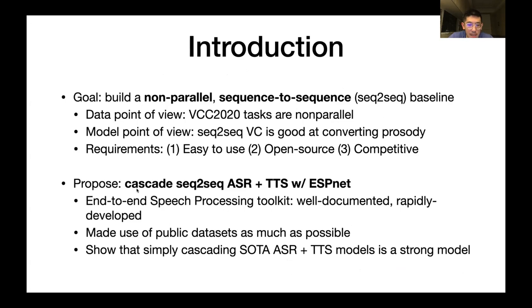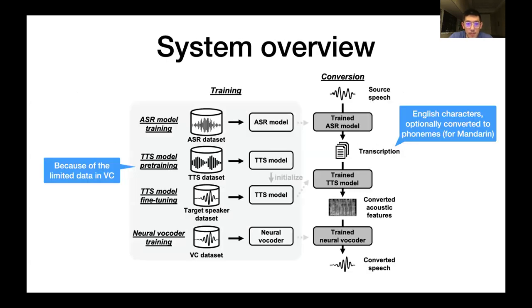So we decided to cascade sequence-to-sequence ASR and TTS with ESPnet, which is a well-documented and rapidly developed open source toolkit. We try to use a lot of public datasets, and we show that, contrary to the belief that jointly optimizing a system is better, simply cascading state-of-the-art ASR and TTS models can give us a very strong model, as we will show later.